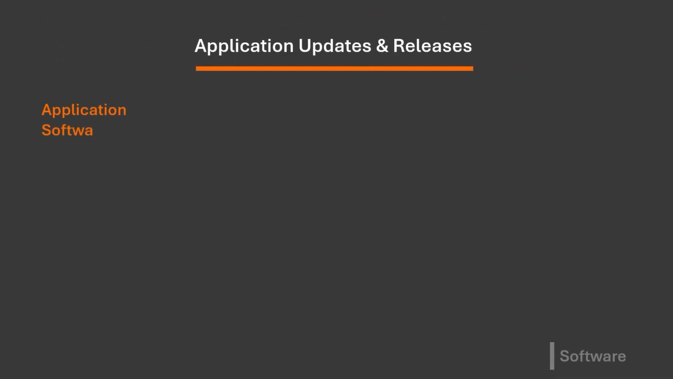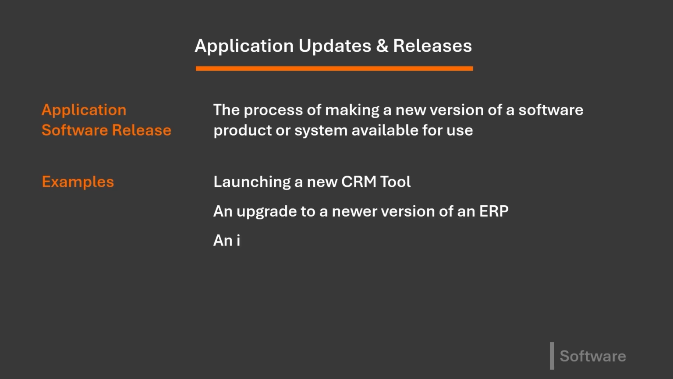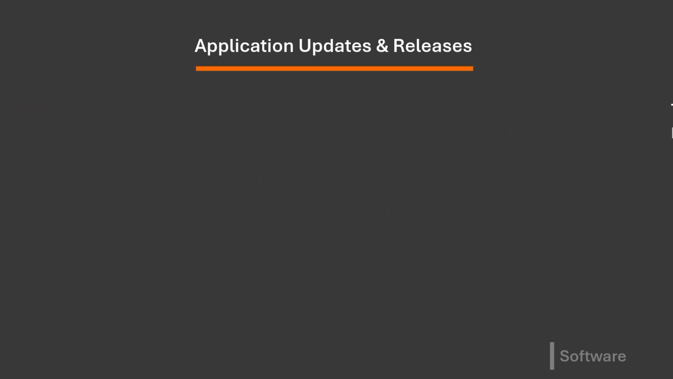An application software release refers to the process of making a new version of a software product or system available for use. For this exercise, we shall focus on a business-facing software where the business and IT functions are the key stakeholders. So an application software release from this perspective could involve launching a new CRM tool, an upgrade to a newer version of an ERP, or an improvement to an existing solution such as minor updates every quarter. Critical releases follow a structured release cycle to ensure everything runs smoothly.